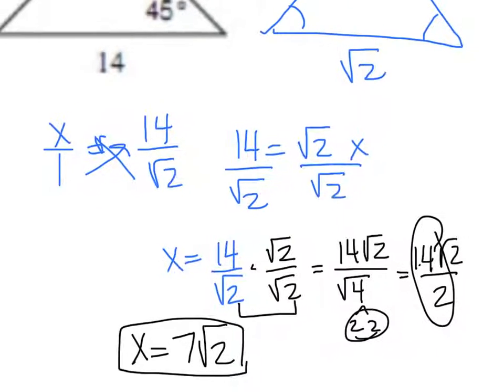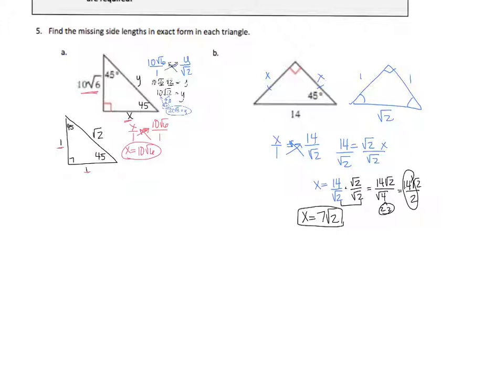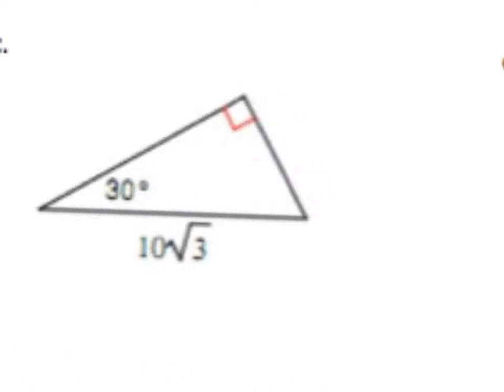All right. So those are part of level 3s with 45, 45, 90s. Now let's take a look at some 30, 60, 90s. So in letter C and D, we've got 30, 60, 90s. Let's go ahead and look at C first. So I'm going to go ahead and redraw my triangle, putting the 30 and the right angle and then the 60.